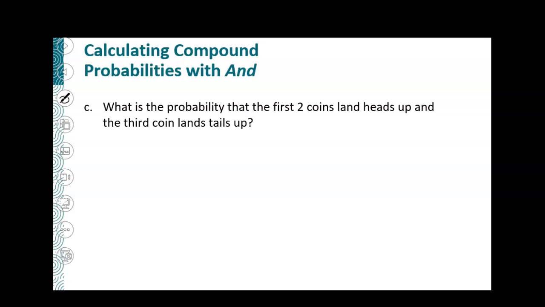This time they're changing the scenario as well. What does it say? What's the probability that the first 2 coins are heads up and the third coin lands tails? What does my fraction look like? So 1 over 2, 1 over 2. And then 1 over 2 for the third flip. Yeah, because it's 1 and 1, it doesn't matter.